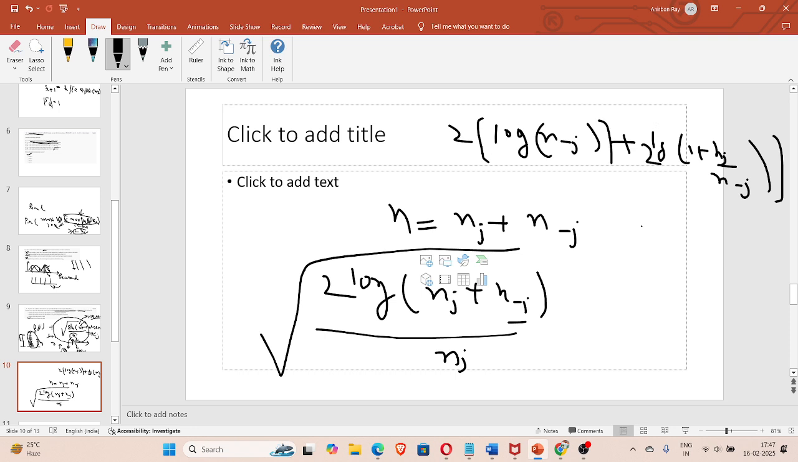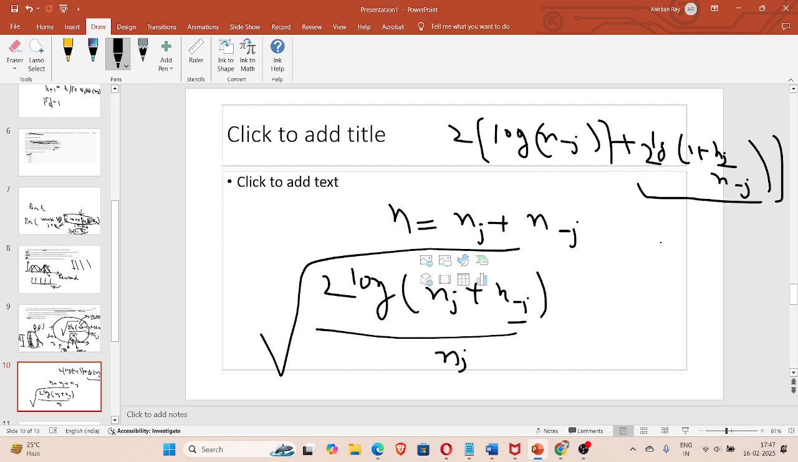You are using the formula log of a plus b, right? So log of a plus log of b. So log of b means log of n subscript minus j. What I'm trying to do is expand this one.